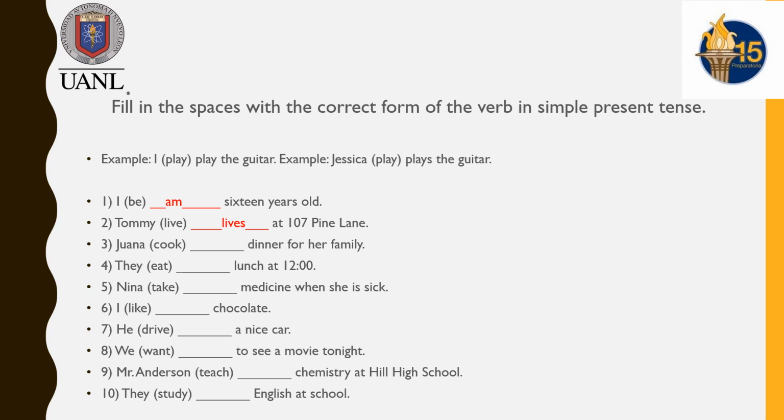So you have to remember the rule. With he, she, and it, you have to add the letter S to the verb. I have already answered the first one and the second one for you. And then you're going to continue with the rest, right? So you have, I am 16 years old. Tom lives. And then you have the rest of the statement, but you have to add the letter S because you are talking about the third person, that is Tommy. Tommy lives, okay?